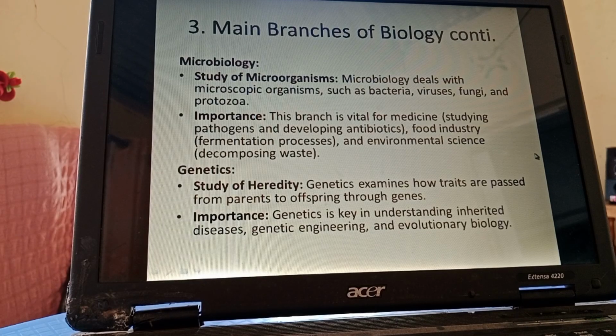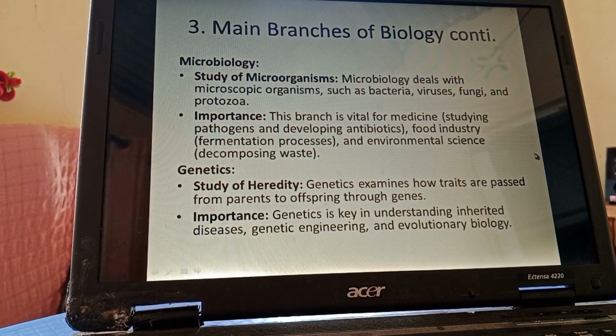And what is the importance of learning microbiology? This branch is vital for medicine, where you study pathogens and develop antibiotics. And then you have the food industry, where you study the fermentation processes. And then you have environmental science, which deals with decomposing waste, managing waste. You need to know that because wherever we are, we have to produce waste. So microbiology is very important. Microbiology, the study of microorganisms, is important because it helps in medicine, food industry, and environmental science.